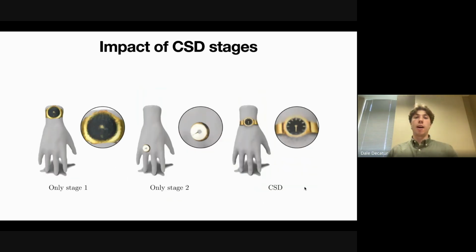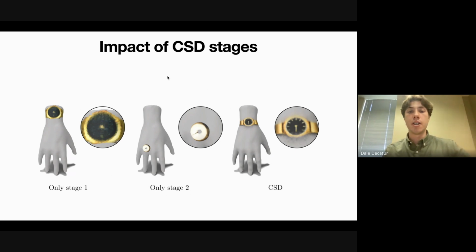So, can we see the effect of using CSD that we just described? On the left here, we're showing what happens when you optimize for the text prompt, a fancy gold watch. This is using only stage one, only the base stage model, and is equivalent to standard SDS. As we can see, the global understanding is pretty good. It puts the watch in the right spot, but the details are lower resolution than we would like.